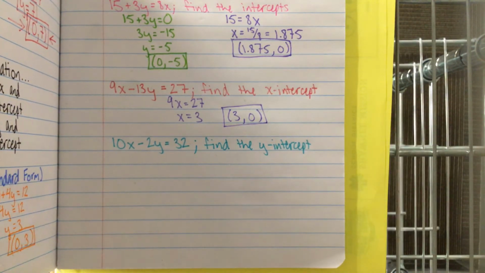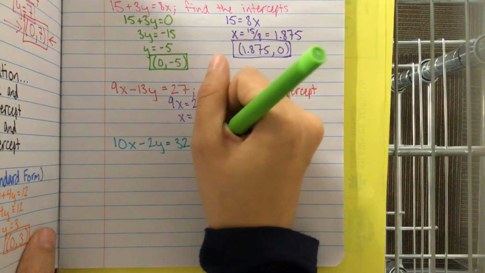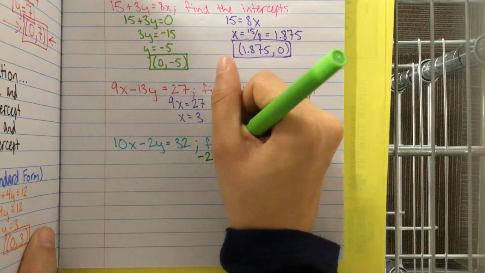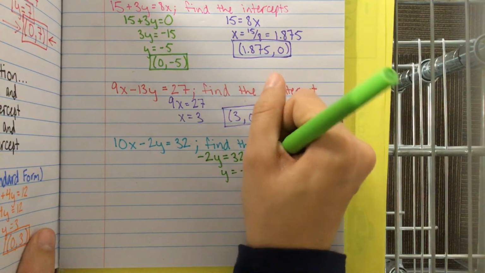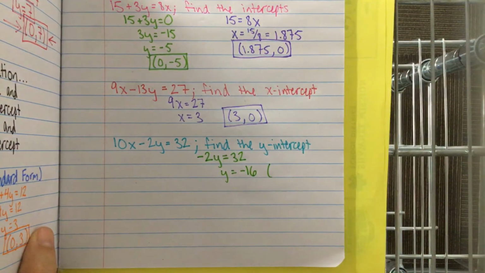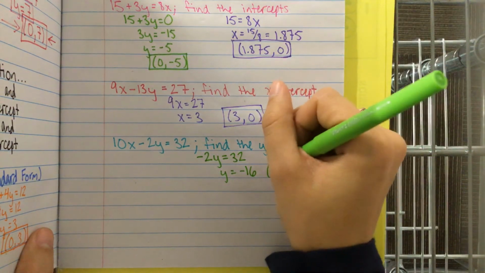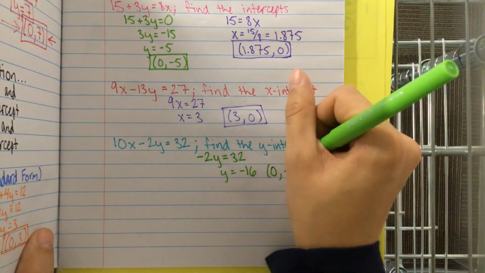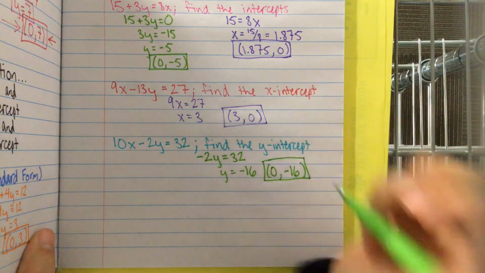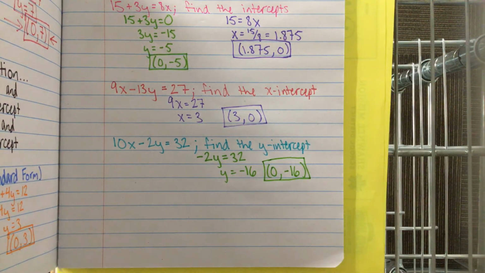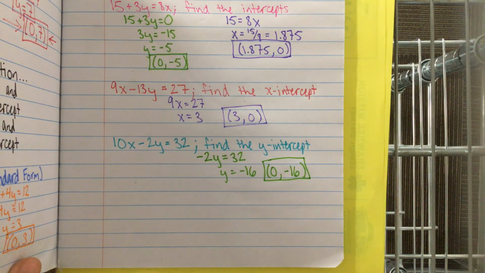So if I want to solve for the y-intercept, I'll substitute 0 in for x. I could just write out negative 2y equals 32, y equals negative 16, but that's not my final answer. My final answer will look like 0, comma, negative 16. And that is how we find the x and y intercepts from an equation.